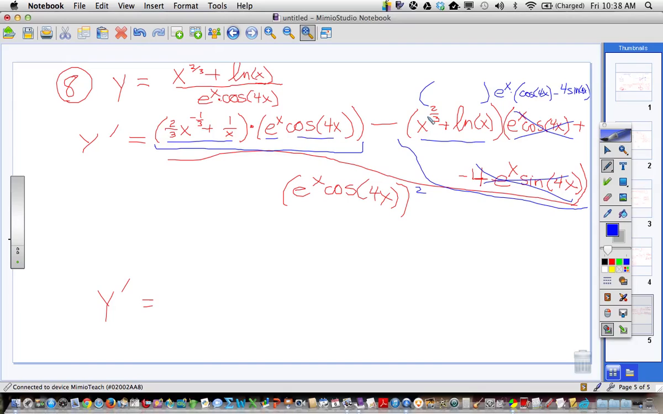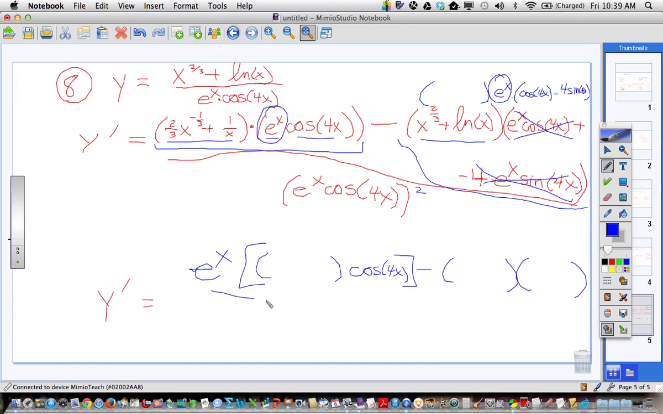I can't take out a cosine, right? This one has a cosine 4x. This one does not. It's a factor. I couldn't take a cosine 4x out of it. But it does have an e to the x. So this term here has an e to the x factor, and this term over here has an e to the x factor. I could take out an e to the x, and then I would have my cosine 4x, I'd have my minus, I'd have this first set of parentheses, and that second set of parentheses.